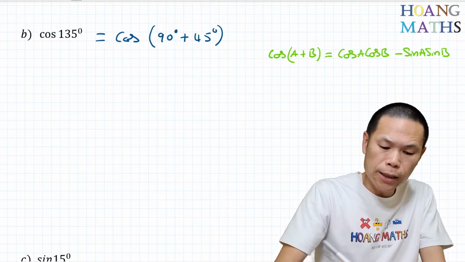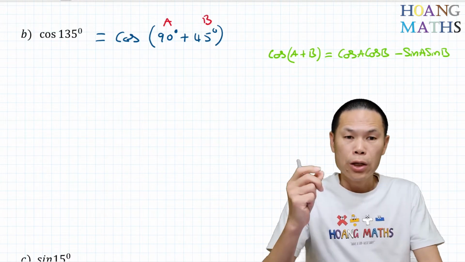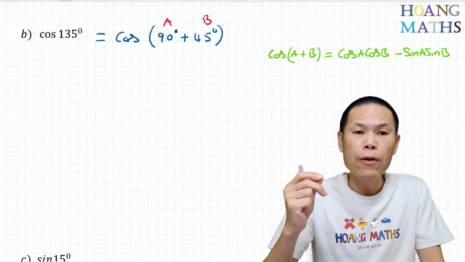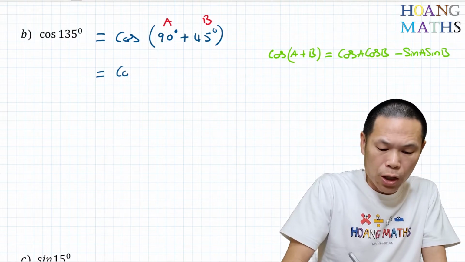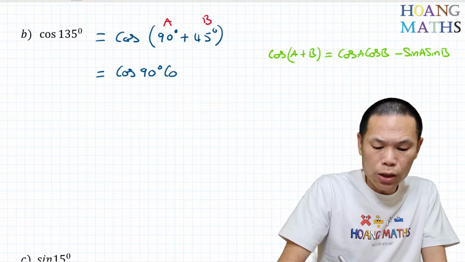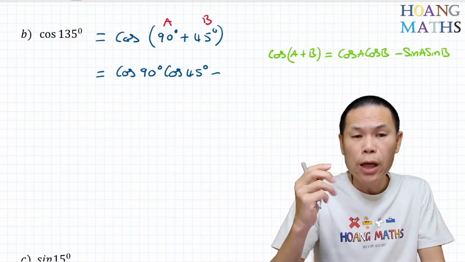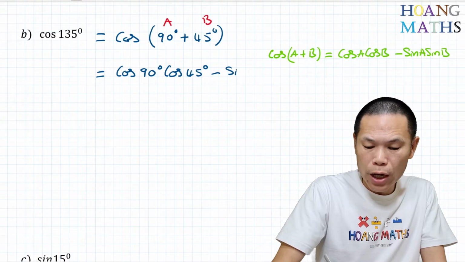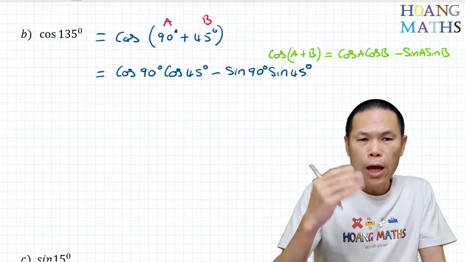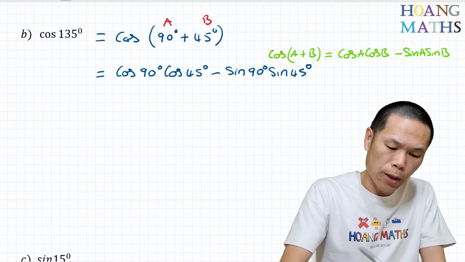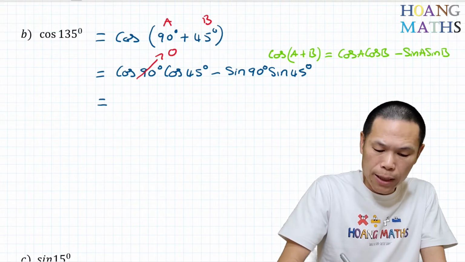So now we know that A in this case is 90 degrees and B is 45 degrees. So cos A cos B means cos of 90 degrees times cos of 45 degrees. And we minus sine A sine B, so sine of 90 degrees times sine of 45 degrees. And we know that cos of 90 is 0, so this one here is equal to 0. 0 times any number gives me 0. So therefore, this part here is 0.